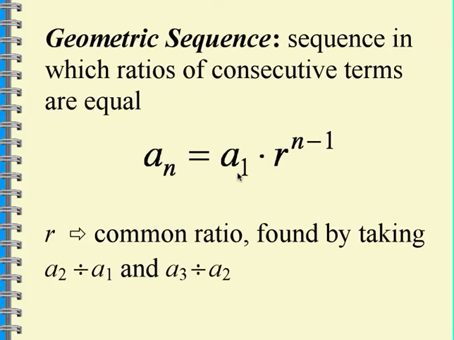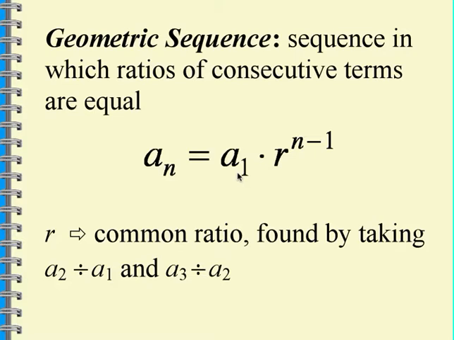3 in your book. So we've got arithmetic, we've now got geometric. Geometric is a sequence in which ratios of consecutive terms are equal. So basically, in a nutshell, what does this mean? In an arithmetic sequence, we add or subtract the same number. In a geometric sequence, we multiply or divide by the same number. So that's what this means. Arithmetic is you add or subtract by the same number. Geometric is you multiply or divide by that same number.